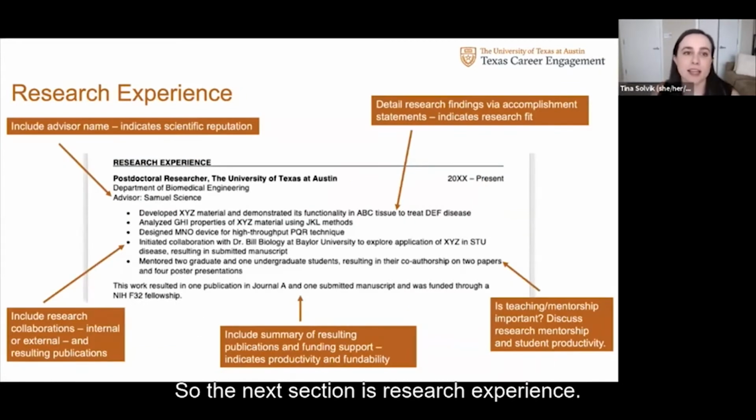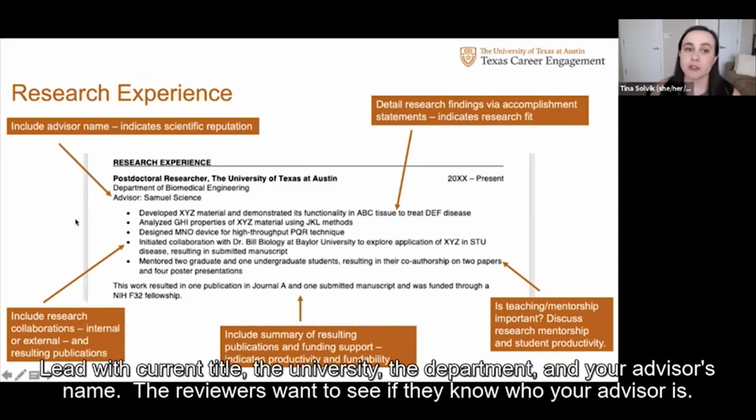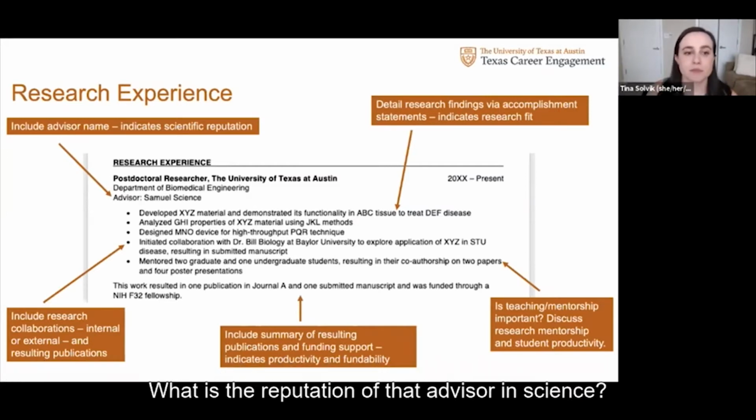Okay, so the next section is research experience. So I included just one element of a research experience. For this example person, they're a postdoc at UT Austin in biomedical engineering. So you lead with the current title and the university, what department or school you're in, and then your advisor's name. This is important for reviewers. They want to see if they know who your advisor is, what is the reputation of that advisor in science.